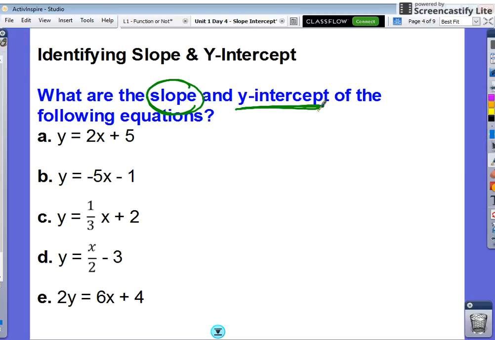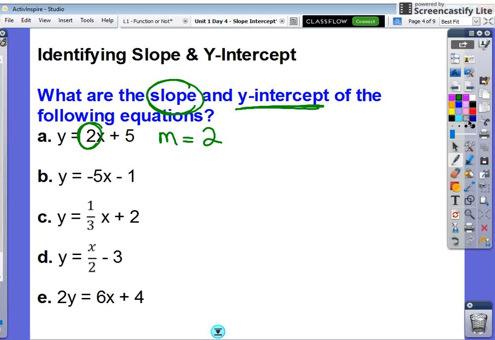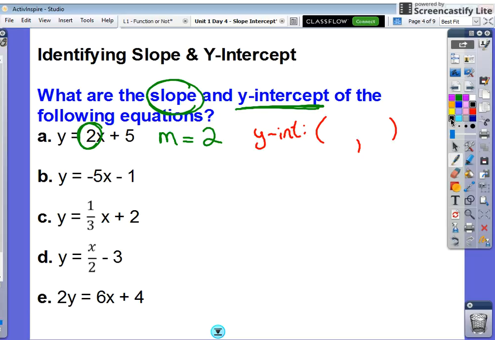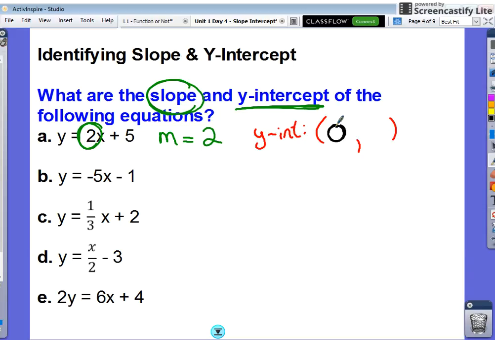This first one, my slope here would be this positive 2, right? So that's my slope right there. My y-intercept, I'm going to present my y-intercept as a point. So we want to write it as something, comma, something. And notice, because it's a y-intercept, the x value of the y-intercept always has to be 0. So in this case, my b value is 5, meaning my y-intercept is (0, 5). All right, let's jump ahead.